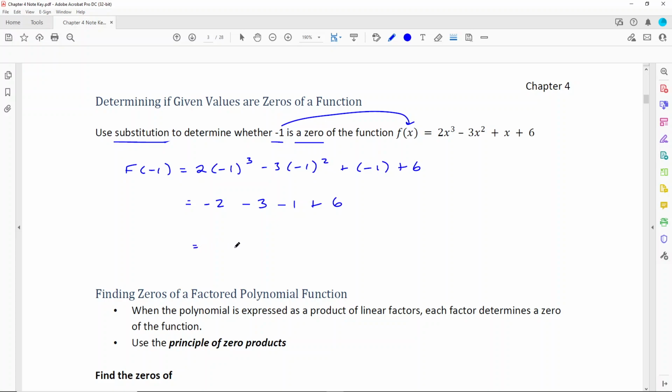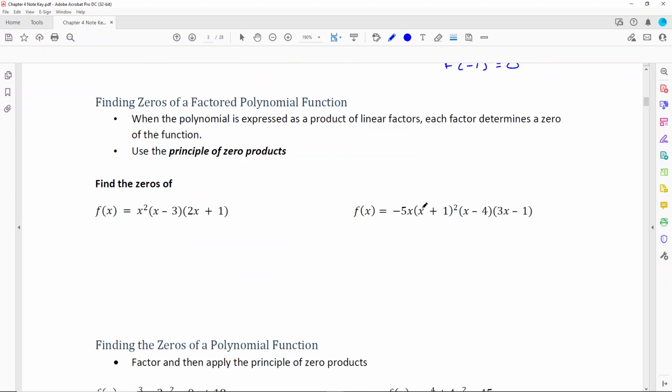So -2 minus 3 minus 1 plus 6 is 0. So yes, -1 is a zero. In other words, when you plug in -1, you get a y value of 0. Same sentence. Okay, so now we know what makes something a zero, right? It makes your function equal to 0. Let's see if we can find them.